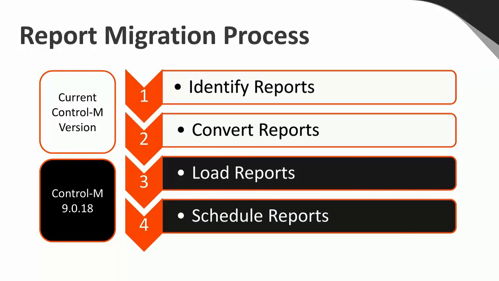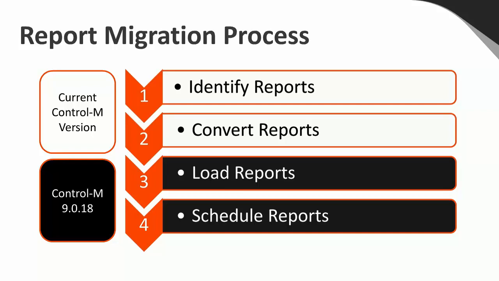The migration process. The migration process consists of 4 steps. The first 2 will be performed on your current Control-M environment, and steps 3 and 4 will be performed on the Control-M 9.18 environment. So before installing Control-M 9.18, on your current Control-M environment, first you will need to identify your current Control-M report jobs and OS jobs running the EM reporting CLI utility. And to help you identify these jobs, we have the Analyzer utility.